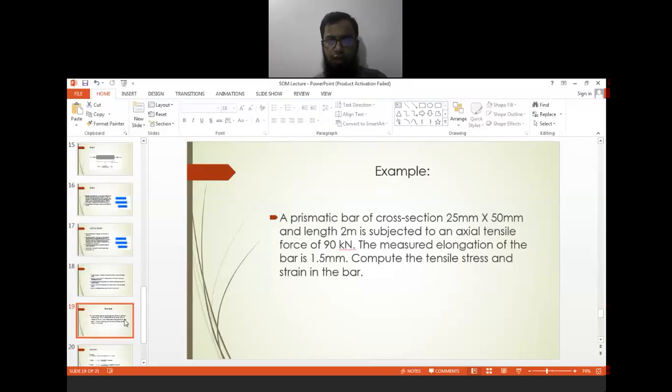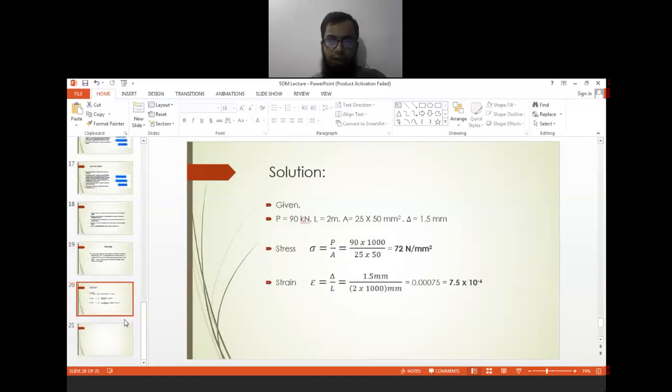Let us first see what we know. The load P is 90 kilonewton, the length is 2 meters. Area can be computed from the dimensions given, 25 into 50. The change in length has been denoted by delta, that is 1.5 mm. The stress will be P upon A, the force upon area. The force is 90 kilonewton, so 90 into 1000 upon 25 into 50. This is P upon A, force upon area. So the stress has been computed as 72 Newton per square mm.